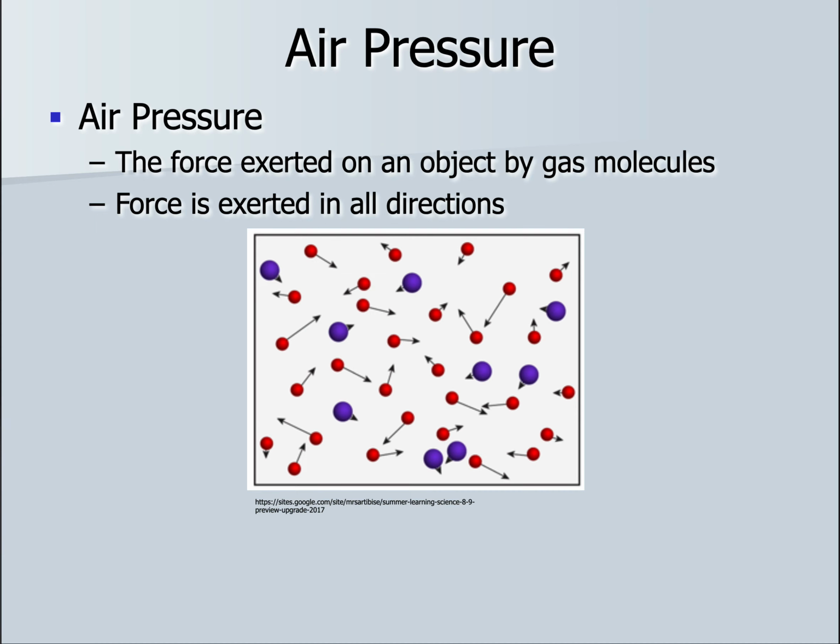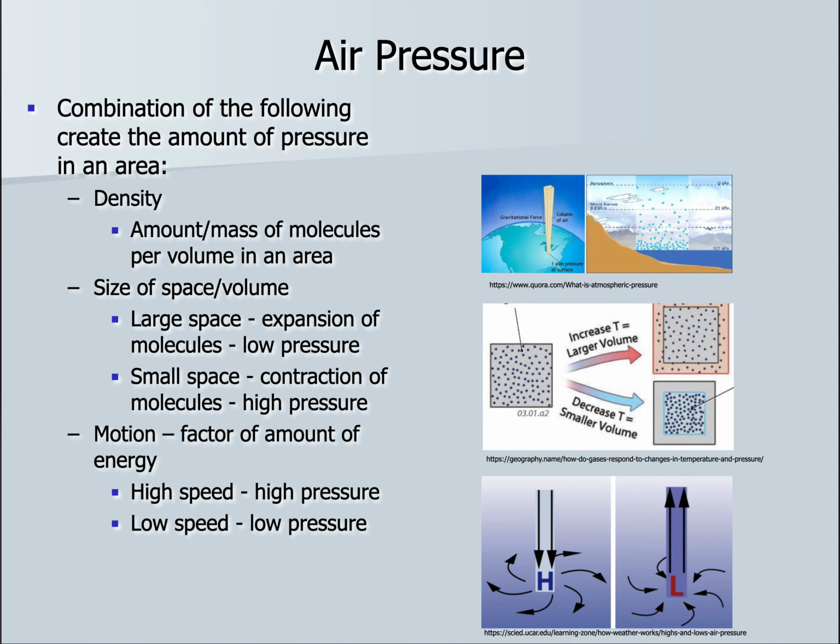So air pressure is when a force is exerted on an object by gas molecules. Those gas molecules are going to move into an area and apply pressure to that area from all directions. So this is three-dimensional. It's not unilinear, from point A to point B, but air pressure is exerted in multiple directions. Air pressure is manifest through three different modes: density, how much space there is, and how much motion there is in those gas molecules.